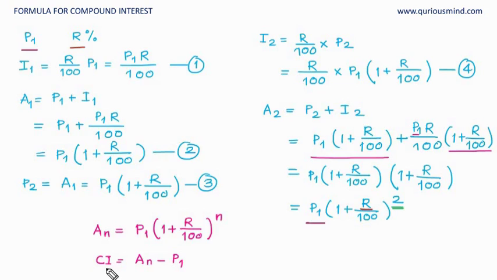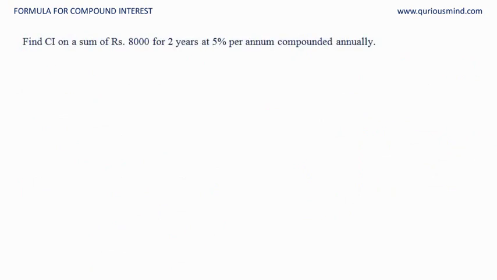So let's solve one sum to see how our formula works. Find CI on a sum of rupees 8,000 for 2 years at 5% per annum compounded annually. Now here, this is very important, compounded annually. We will understand about this in our next videos. But right now, just remember that because it is compounded annually, 2 years means there are 2 terms.